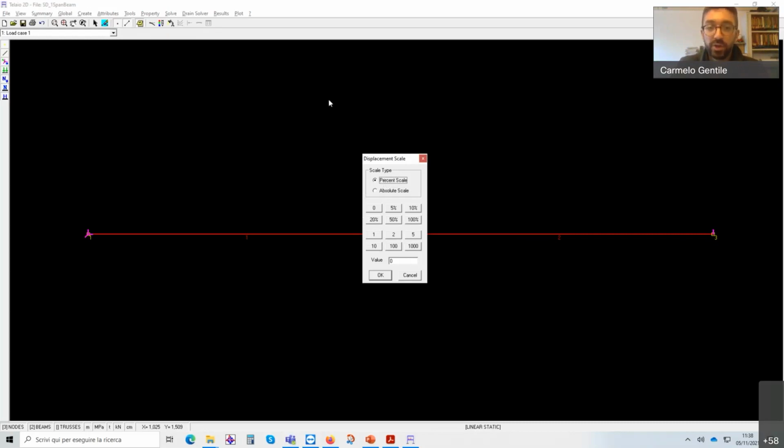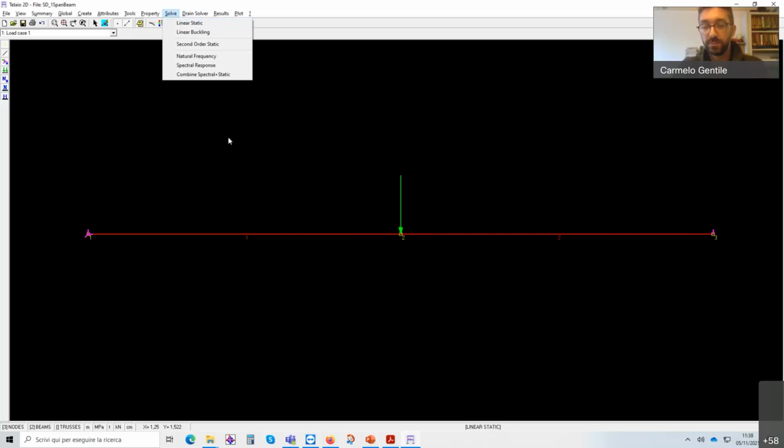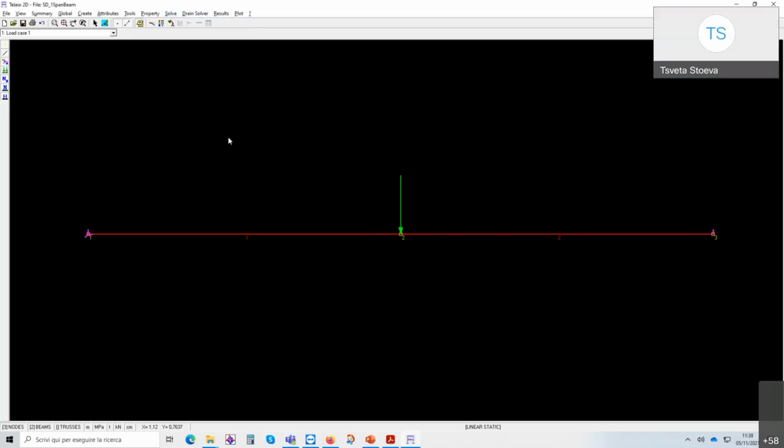Sveva, are you sure you ran the analysis? Which part of the analysis? Which path? Just go on solve linear static and you click it. Okay, yes, now it works. In fact, now you can see that they are in color now, otherwise they are gray. And this block note is selected, otherwise it is like this.